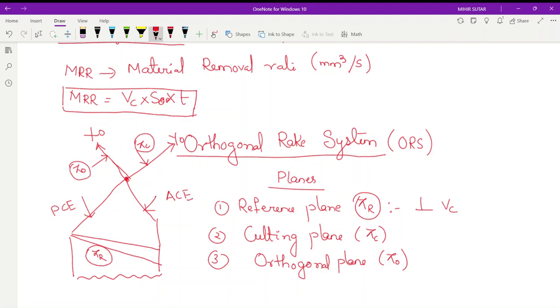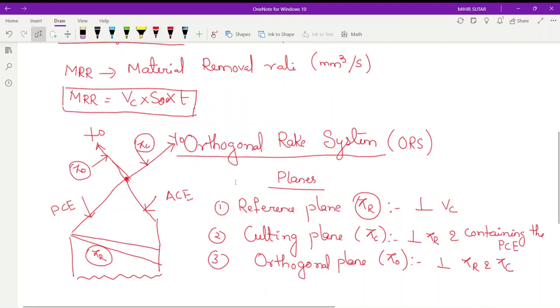What is the cutting plane? It is the plane perpendicular to the reference plane pi r, and it contains the principal cutting edge. You can see that. What is the pi o plane? It is the plane perpendicular to both the pi r plane and the cutting plane, perpendicular to pi r and pi c planes. So this is the orthogonal plane pi o.